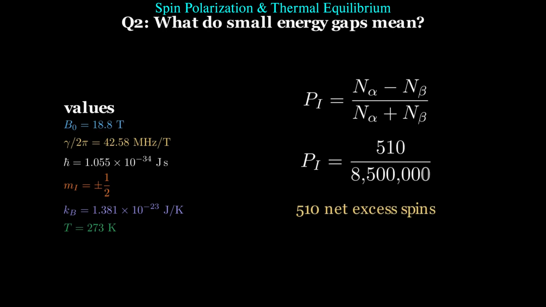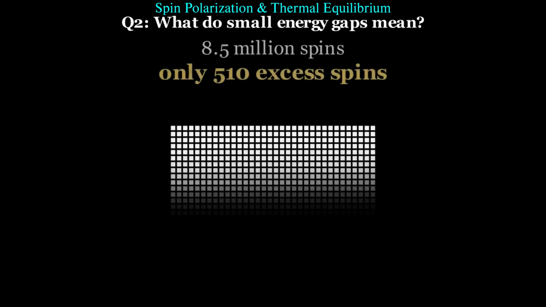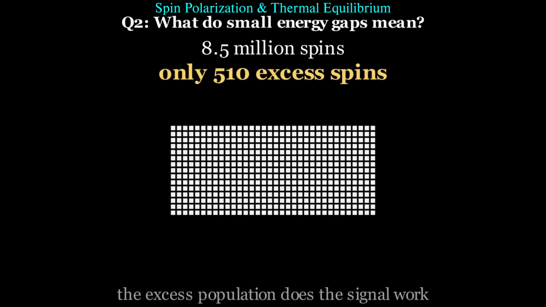So if you had 8.5 million spins, there would be only 510 more spins in the lower energy state, giving you a polarization of 0.00006. Insanely small. For example, New York City population is about 8.5 million. So imagine only 510 people doing all the work to keep the city running. And that explains what polarization is.